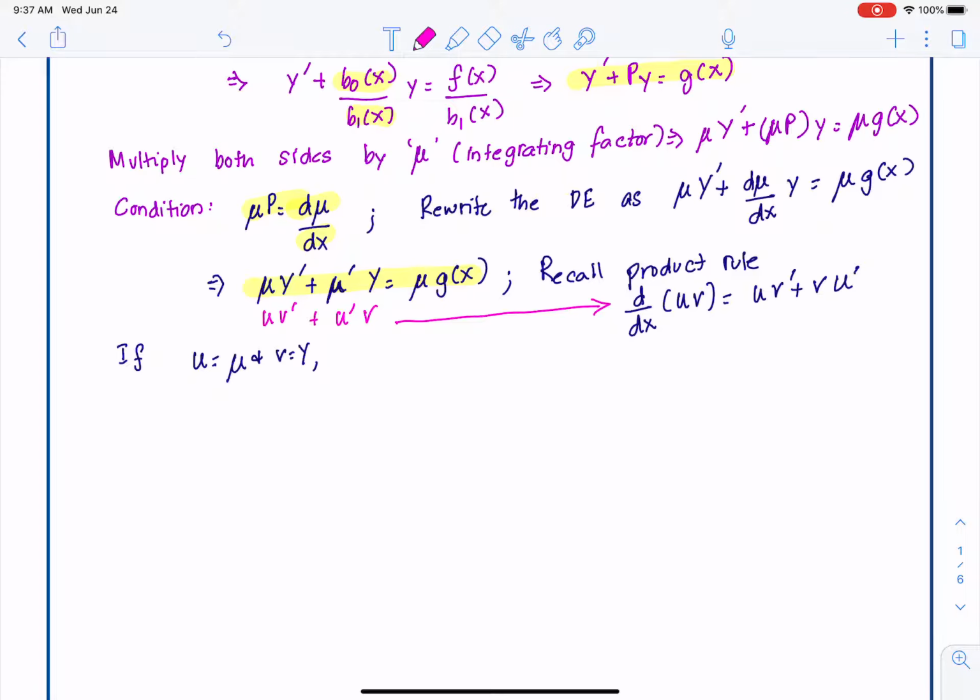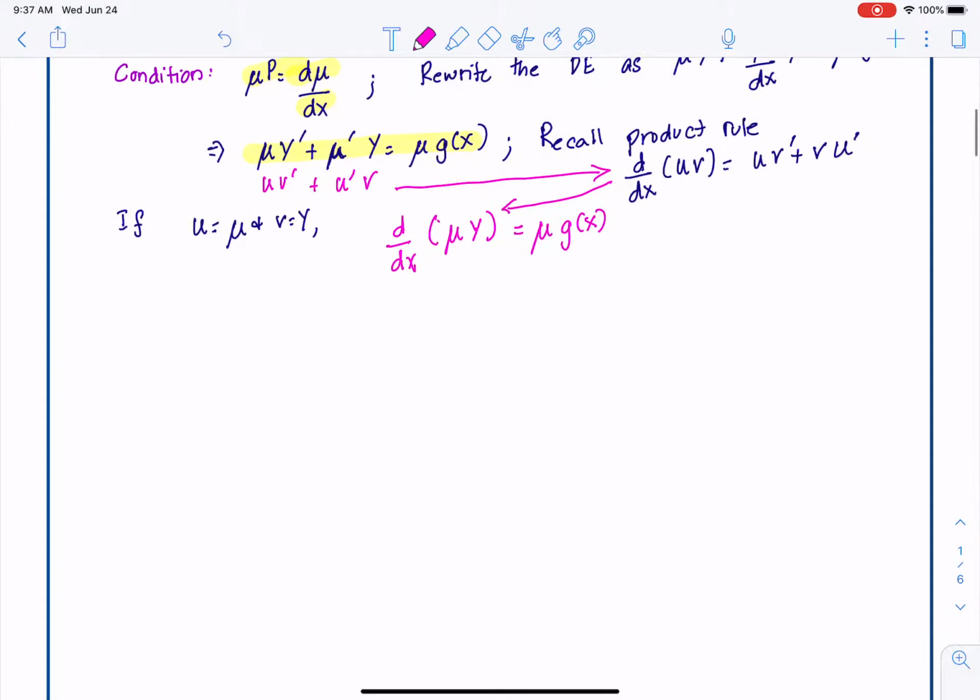So if the condition is satisfied, the left-hand side can be rewritten as d over dx of mu times y, where u is mu and v is y. And that would equal the right-hand side, mu times g of x. So the trick here is that condition, mu p is equal to d mu over dx.